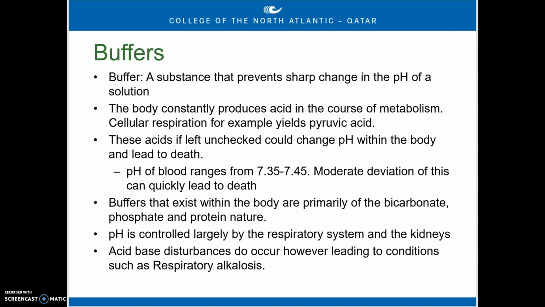So the pH of the blood generally ranges from 7.35 to 7.45, so just slightly above neutral. If these pH ranges change really quickly, we can have very serious health risks, and we can even die from changes in blood pH. So buffers exist so that we can regulate changes in pH to maintain that range for our blood chemistry, so that we maintain homeostasis. Acid-base disturbances can lead to a bunch of different health conditions, and one of them is respiratory alkalosis.